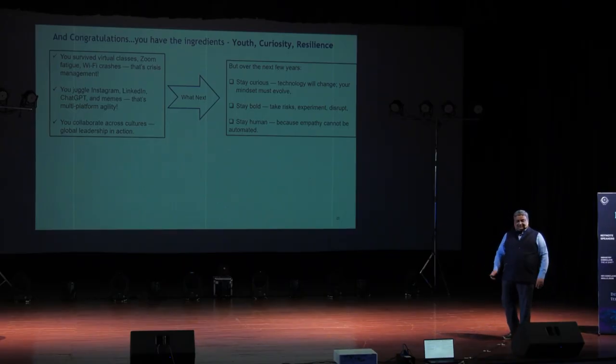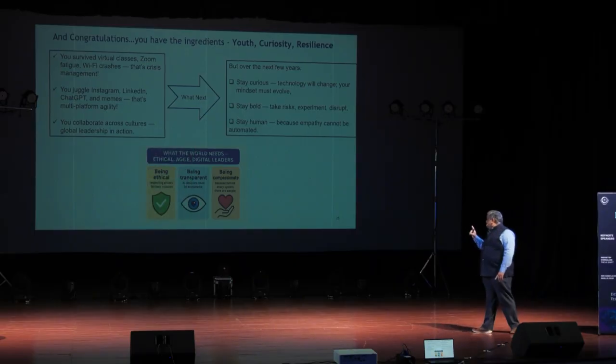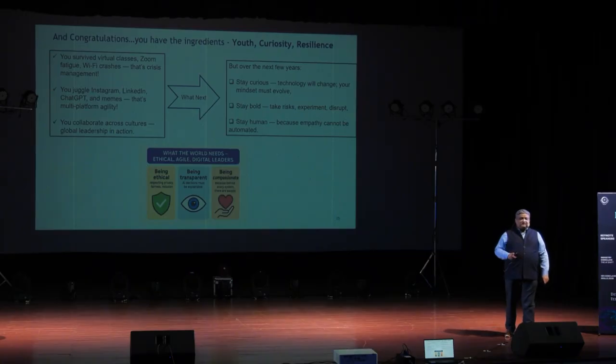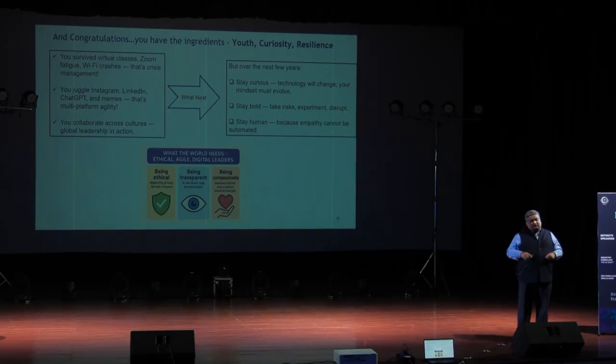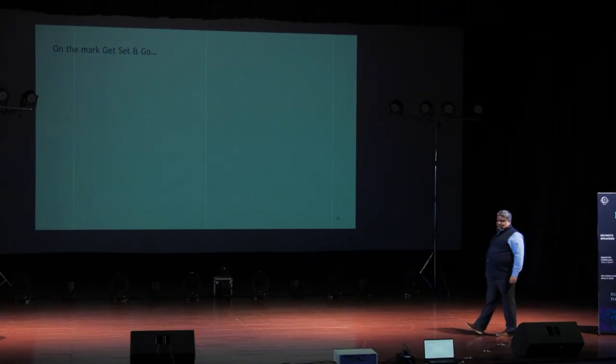Empathy cannot be automated. You know, the world needs ethical, agile, digital leaders. Being ethical, being transparent, and being compassionate. These are the three characteristics you need to carry with you as students when you walk out of this institute with AI in your brains. Carry these three.